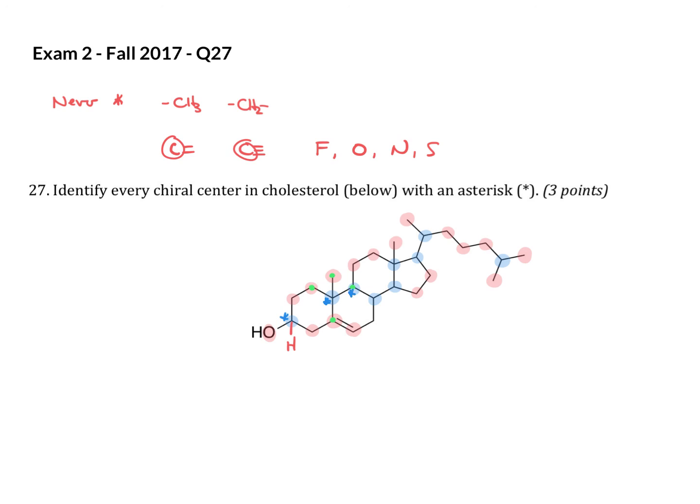This next one's a chiral center. This one, this one, this one, this one, this one. And then we come here to the end, and what you should identify here is that you have a CH3 and a CH3 bonded to that carbon. 2 of the same things. So that is not a chiral center. So this molecule, cholesterol, has 8 chiral centers.